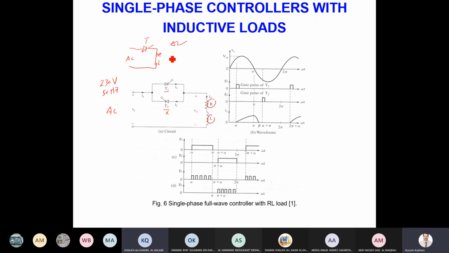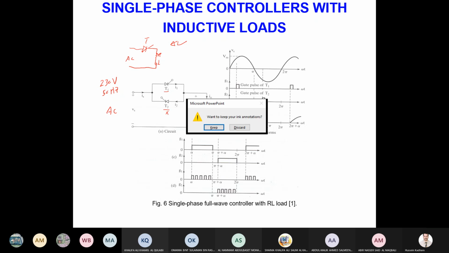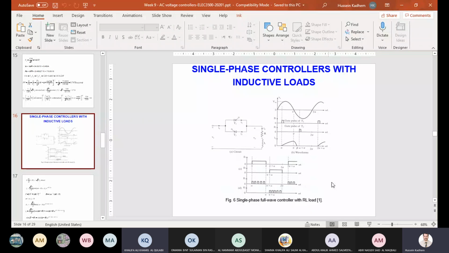Doctor, yes. The screen is not showing? You sure? Yes. Everybody, you can't see the slides? Hello? You can't see the slide or not? Only Khalifa or everybody? It's visible, doctor, it's clear.